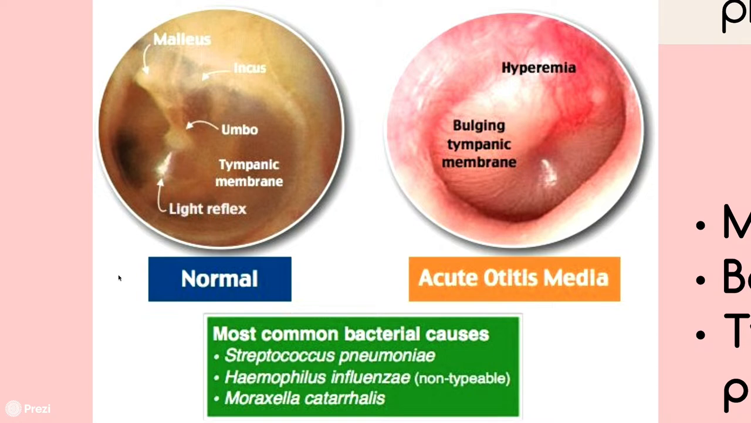So that semi-transparent membrane, and you are able to see the shadows of the three little bones beyond. And you know the otoscopy, that's absolutely normal. Please take a look at what's happening when it's inflamed. It's bulging, it's red. It's red, it's bulging, and it's swollen, right? So if you see this, that's your diagnosis of what?